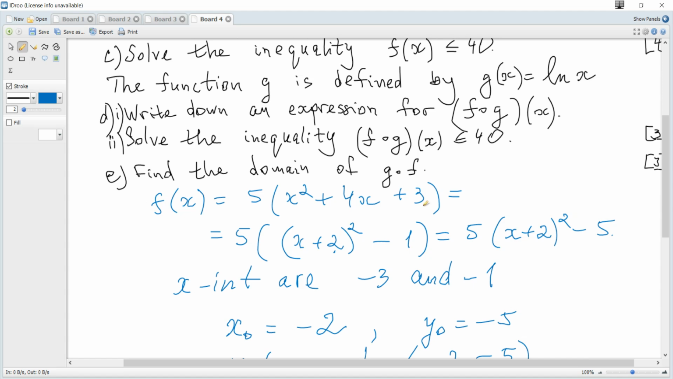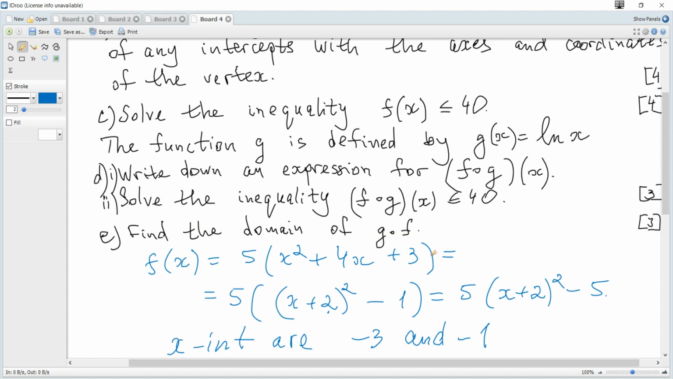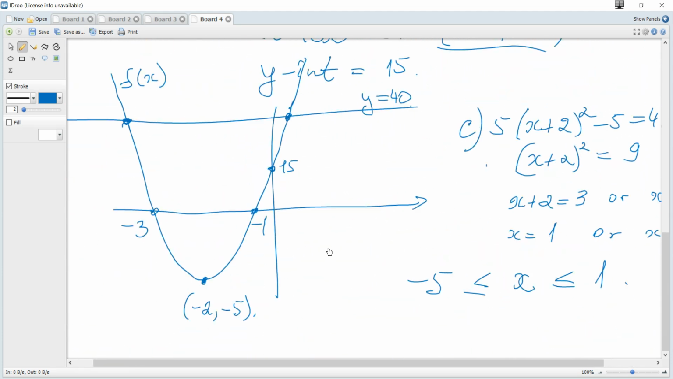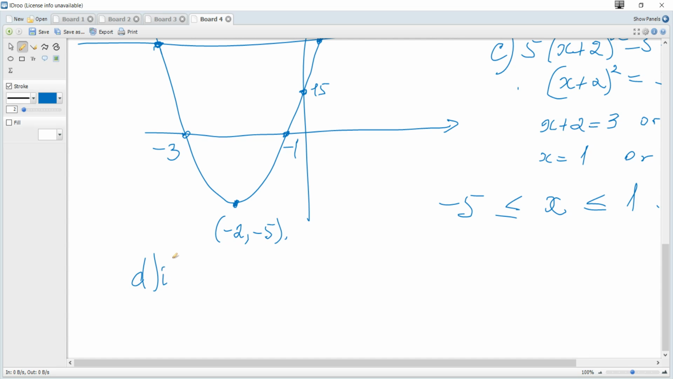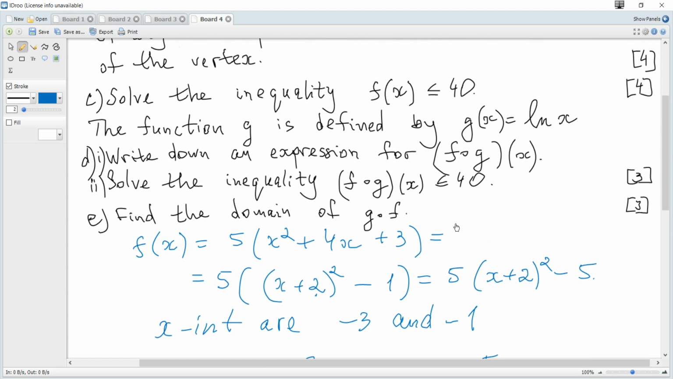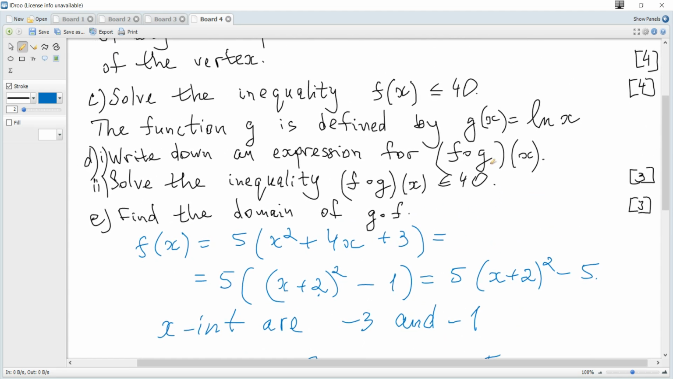Then next, the function g is defined by g of x is ln of x. Question D, write down an expression for f of g of x. It's a composite function, and to be more clear, we can rewrite it as f of g of x. What does it mean? We should substitute g of x, which is ln, for each x in function f.